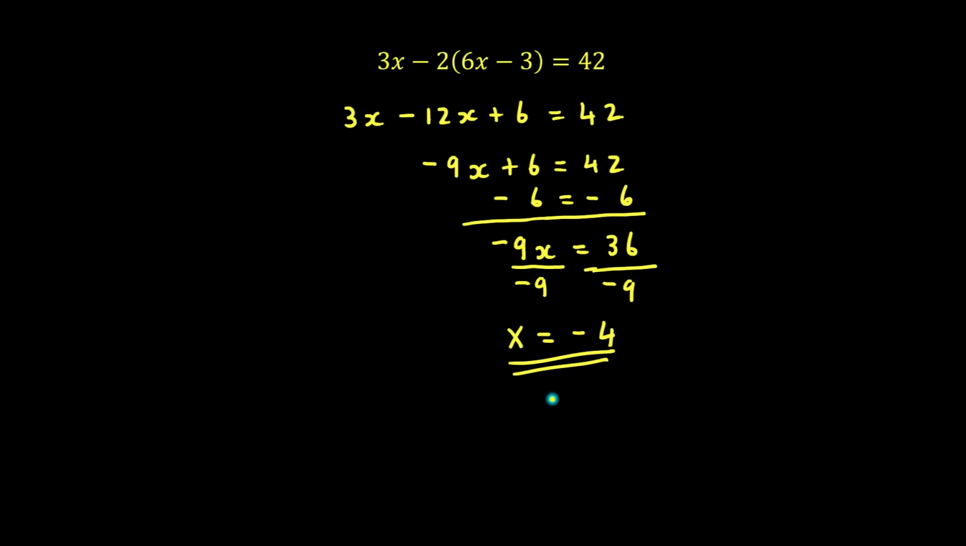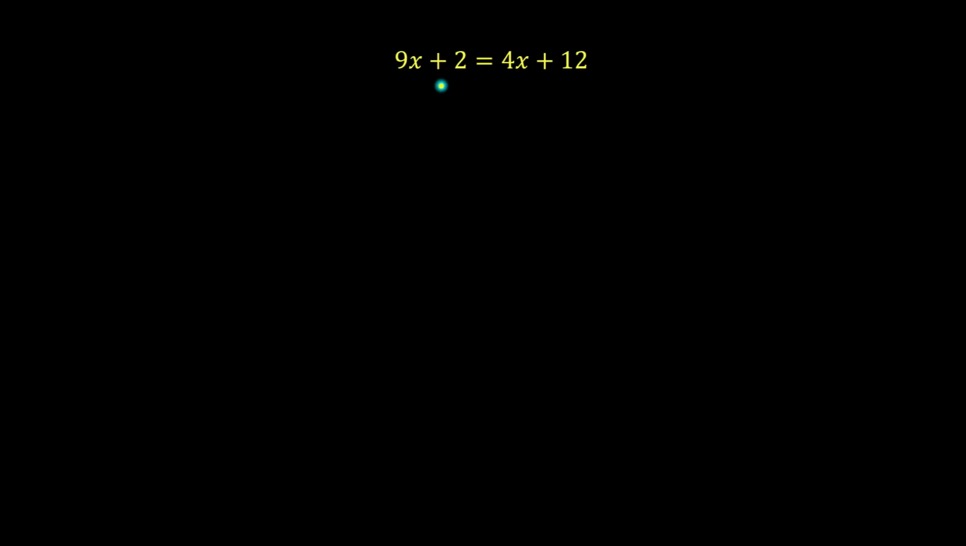And that would be my final answer. In this one, we have the x terms on both sides. So you can start dealing with the x first, or the numbers. In other words, the aim and objective is to get the letters on the left hand side, and then all the numbers on the right hand side.